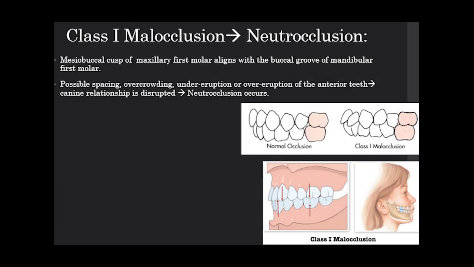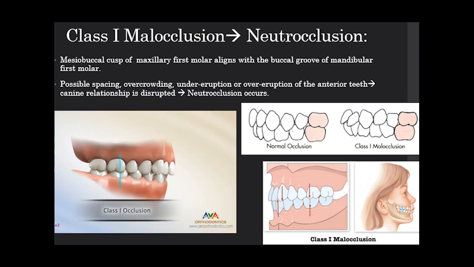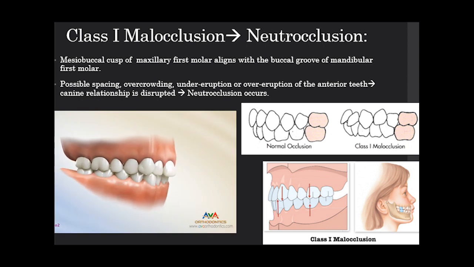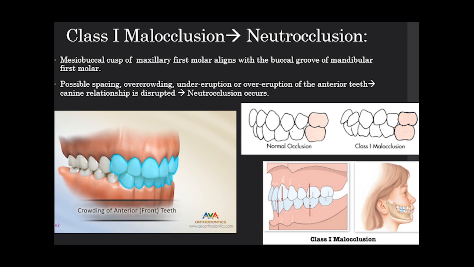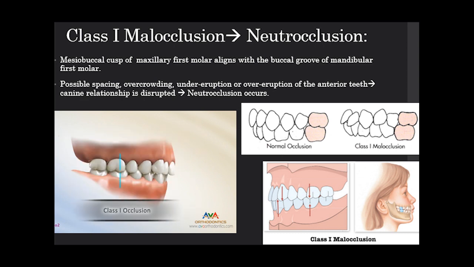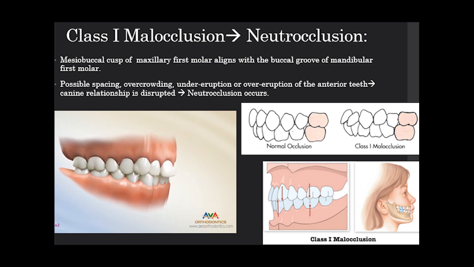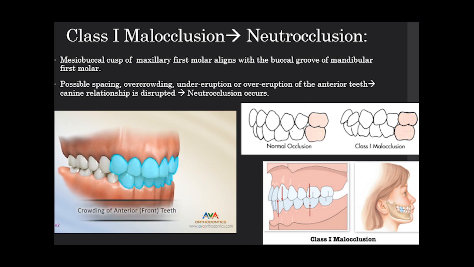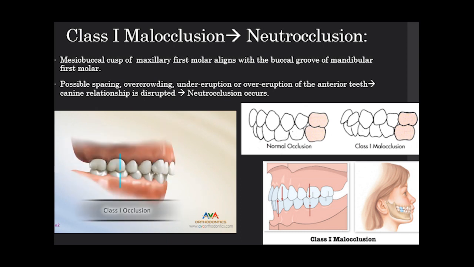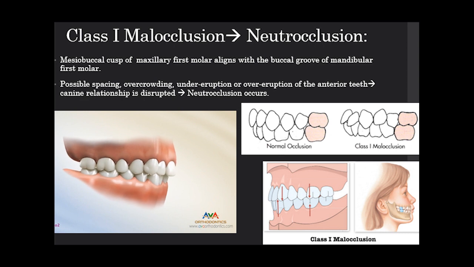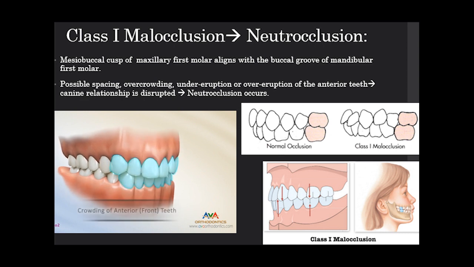As previously mentioned, Class 1 occlusion is the normal and ideal type of occlusion. However, there is still such thing as Class 1 malocclusion, known as neutrocclusion, which is the most common type. In neutrocclusion, the molar relationship is the same as in Class 1, that is, the mesiobuccal cusp of the maxillary first molar aligns with the buccal groove of the mandibular first molar. However, due to possible spacing, overcrowding, under-eruption or over-eruption of the anterior teeth, the canine relationship is disrupted and malocclusion occurs.